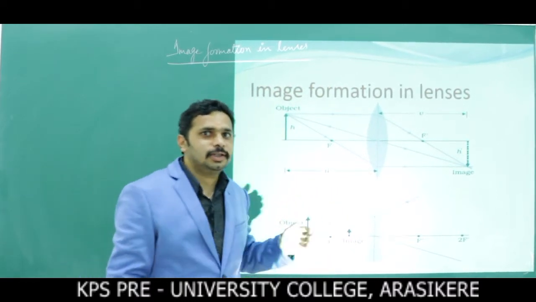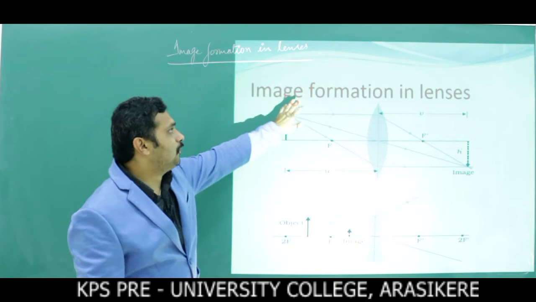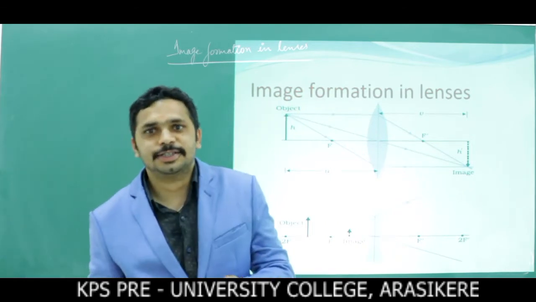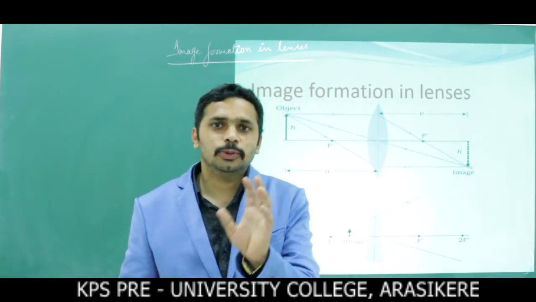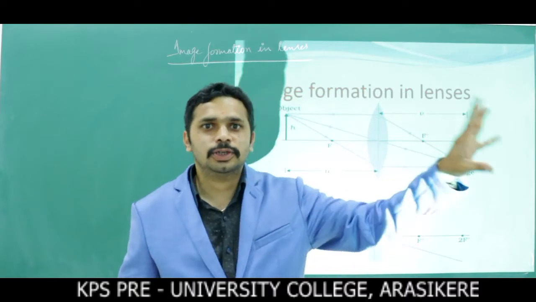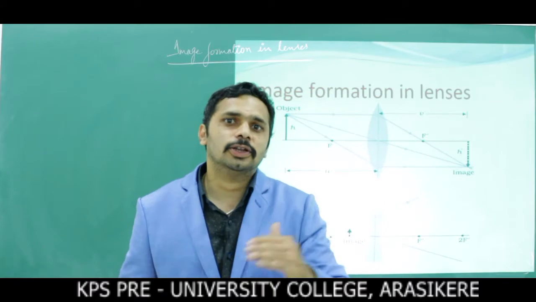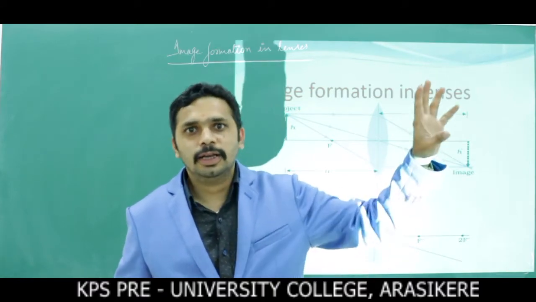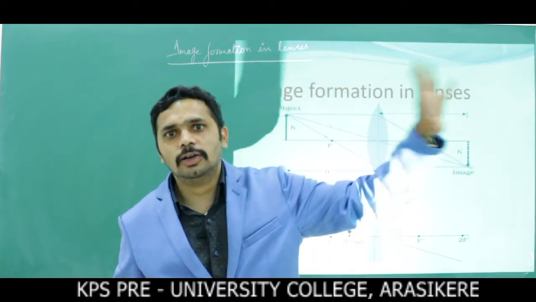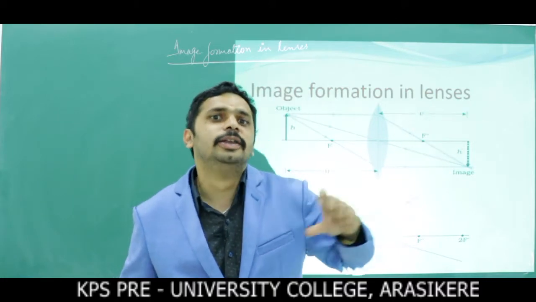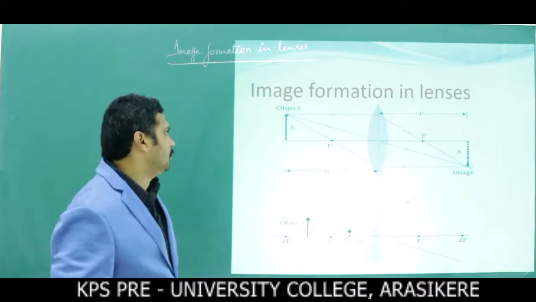Dear students, let us discuss the image formation in lenses. Know that by using a convex lens we produce a real image, and also we can produce a virtual image, depending on the position of the object. But in a concave lens the image is always virtual, erect and diminished. We will discuss one by one.